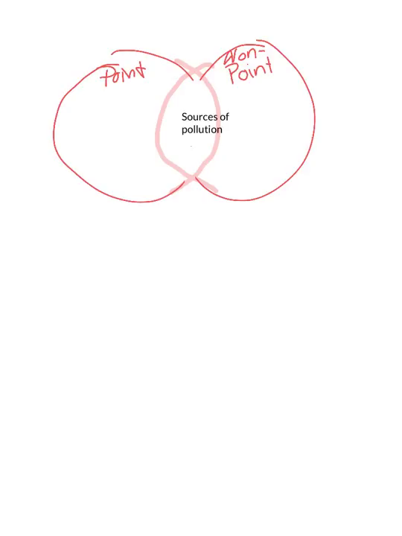And then point source, the origin can be identified. And an example is industrial pipes. And non-point source, the origin cannot be identified. We do not know where the pollution comes from. An example of that is road runoff. Okay, so that's what you should have in your Venn diagram.